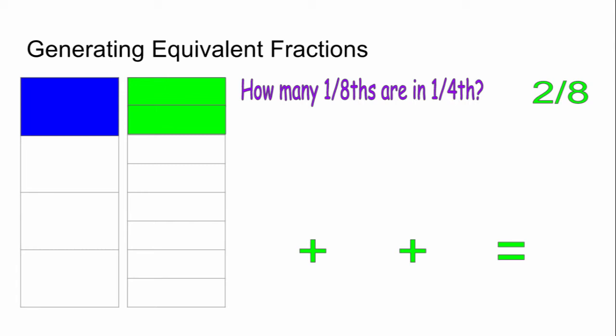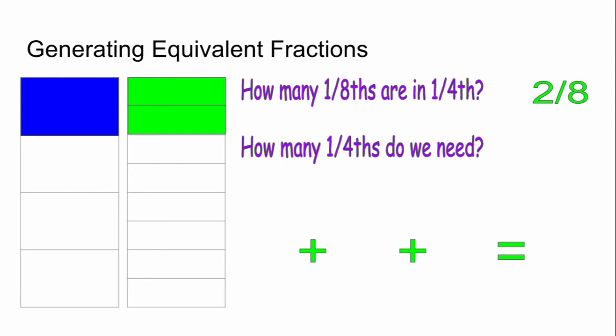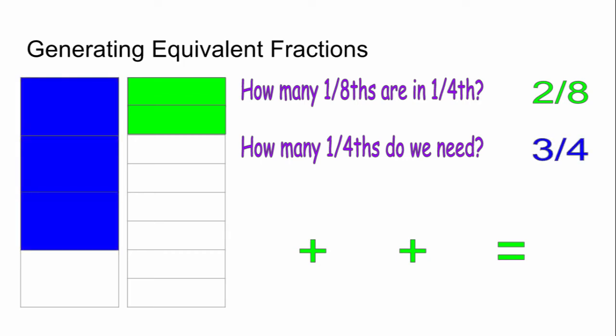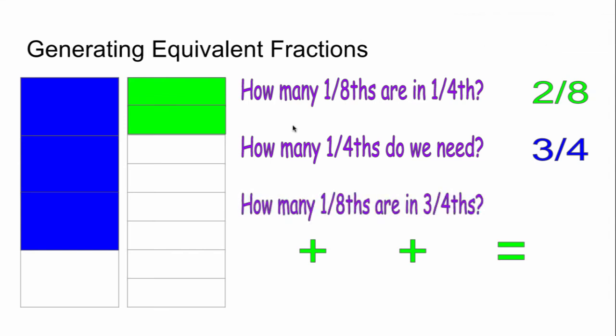Now there's a second question that we need to ask. And that question is, how many fourths do we need? And we can go back to our problem and count again. We need 1, 2, 3/4. That's what the recipe for the bubble solution calls for, 3/4 of a cup. So the final question that we need to ask is, how many eighths are there in 3/4?